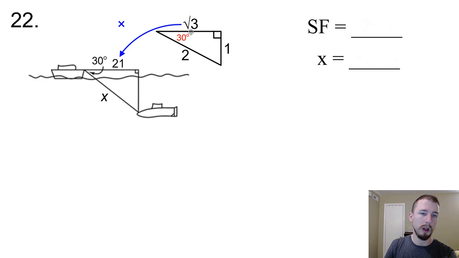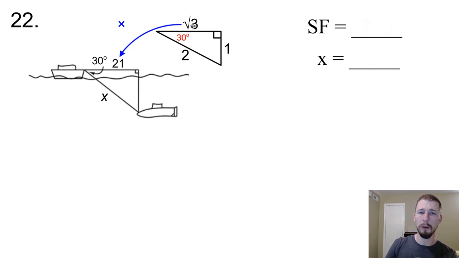So on this one, this is a 30-60-90, so it's similar to 1, 2, radical 3. The smallest angle is opposite the smallest side of 1. The hypotenuse is 2, and then the intermediate one would be the radical 3. So on this one, we're going from rad 3 to a 21. So this is going to be a little bit challenging to find the scale factor.